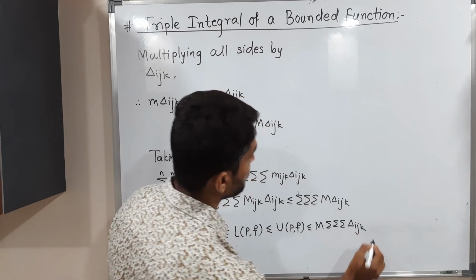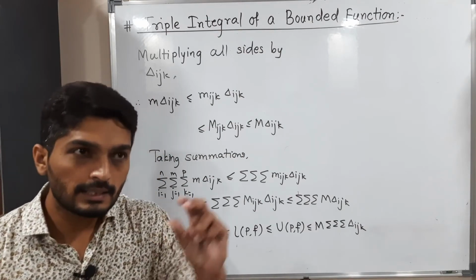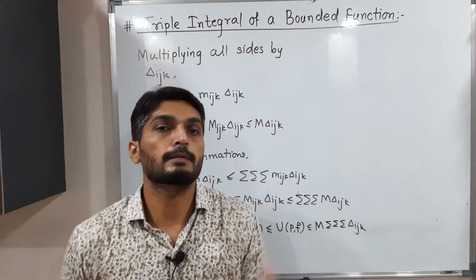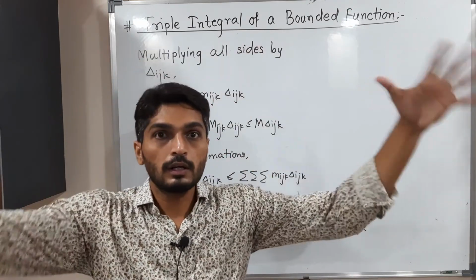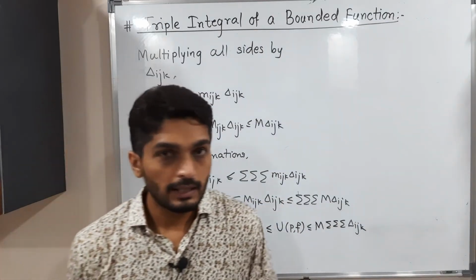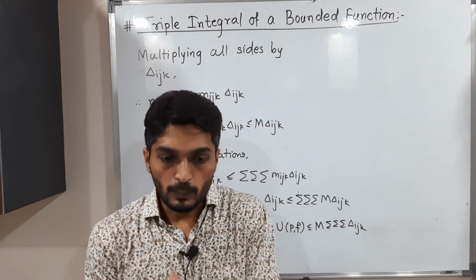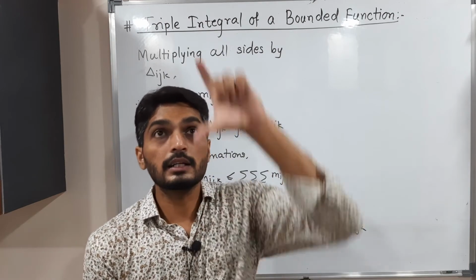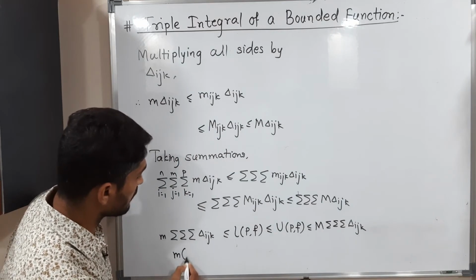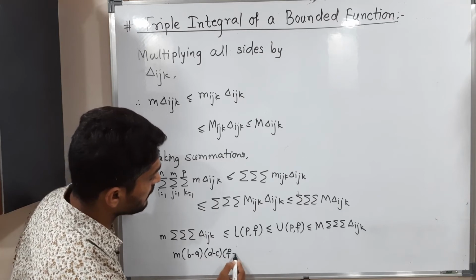delta Ijk. See what we are doing actually. We are taking here delta Ijk means volume of each sub-cuboid, and we are taking the sum of all cuboids. That means we will have the volume of the large given cuboid. Getting? So how to find the volume of any cuboid? Length into breadth into height. So length is b minus a, width is d minus c, and height is f minus e. So if you take the product, we will have the volume. So therefore m times b minus a, d minus c, and f minus e.